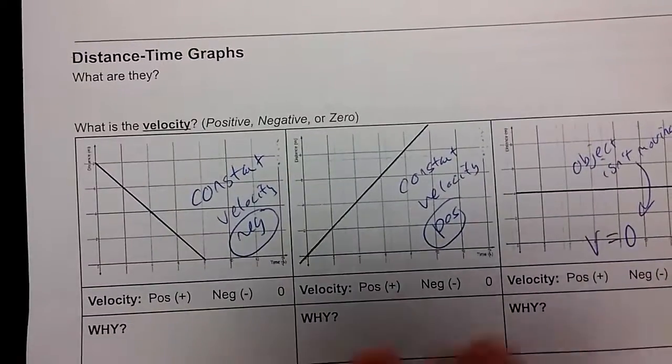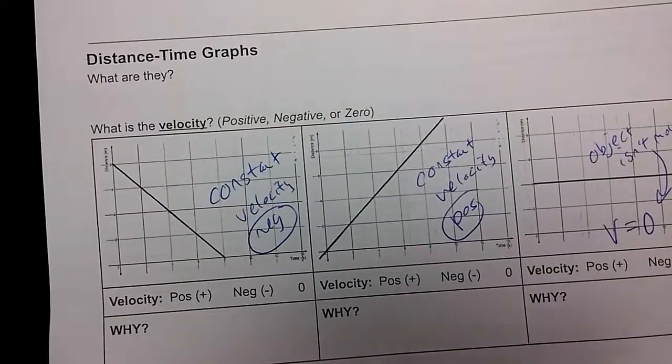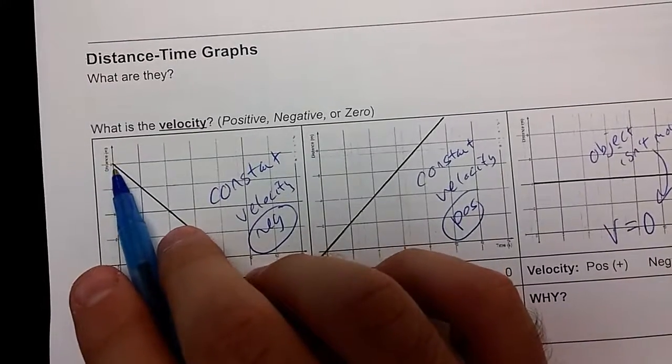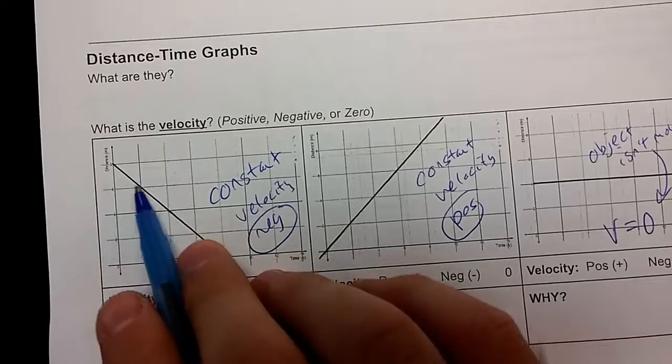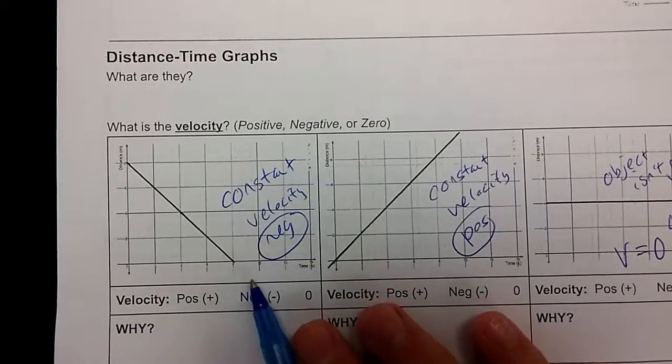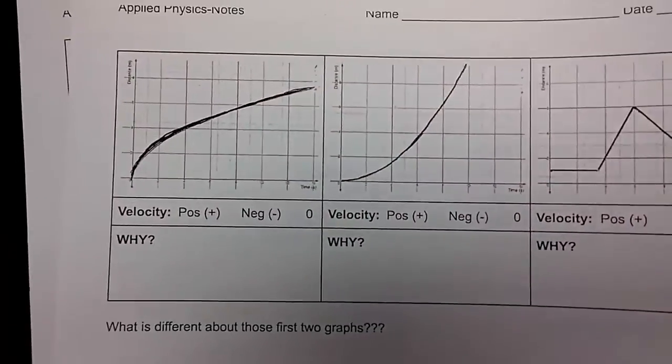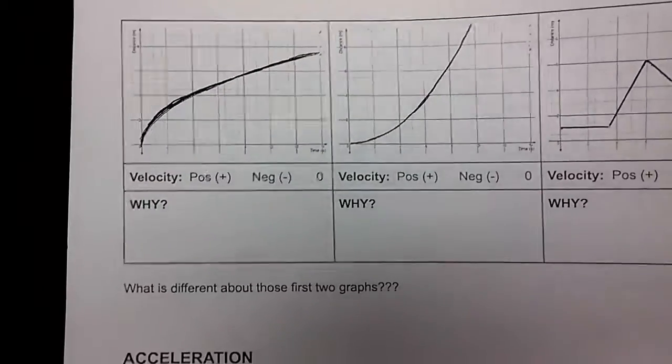Now all three of these velocities are constant. They're not changing in the middle. Whenever it starts out, like this could be negative 10 meters per second, all throughout the line it's negative 10 meters per second. What if we had graphs that had different velocities throughout? That's where you have graphs like these three.